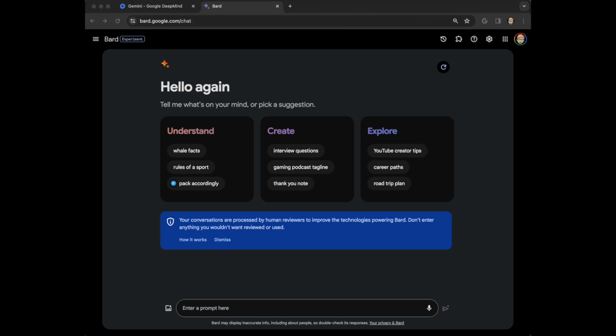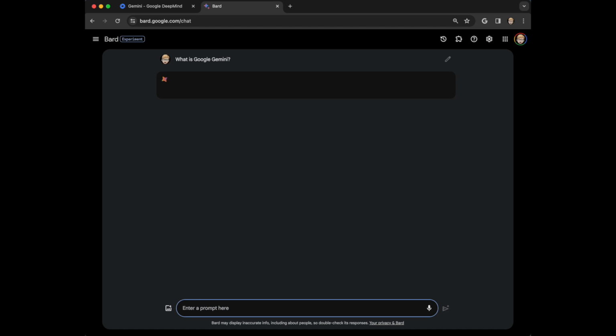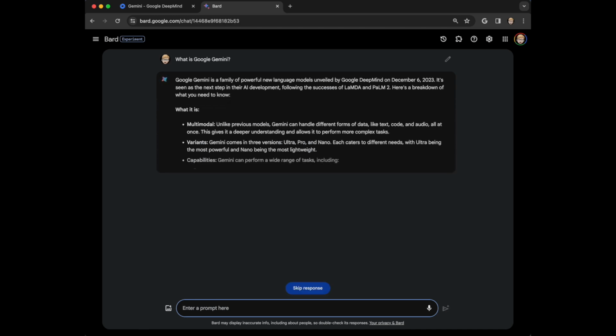I'd asked some questions to Bard in the past about Gemini, but let's go ahead and ask it, what is Google Gemini? And let's see if it's smarter about its capability.